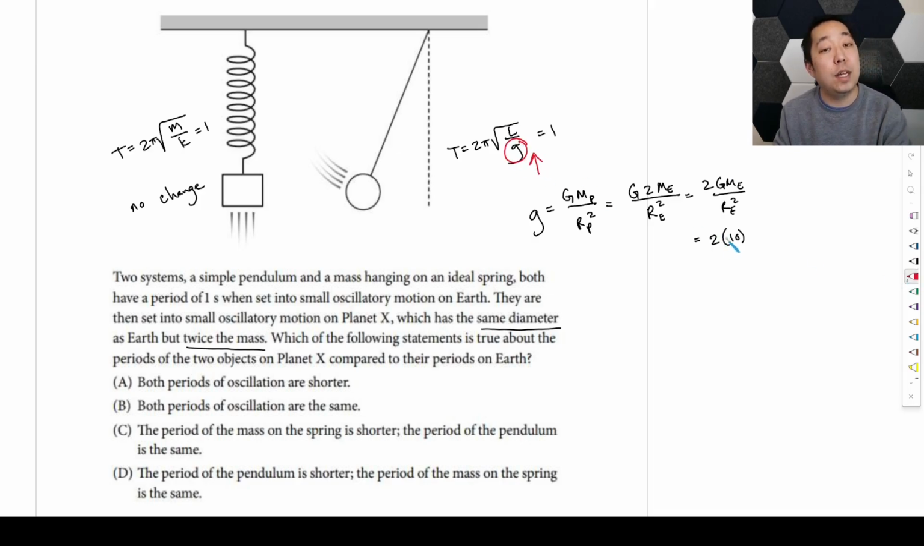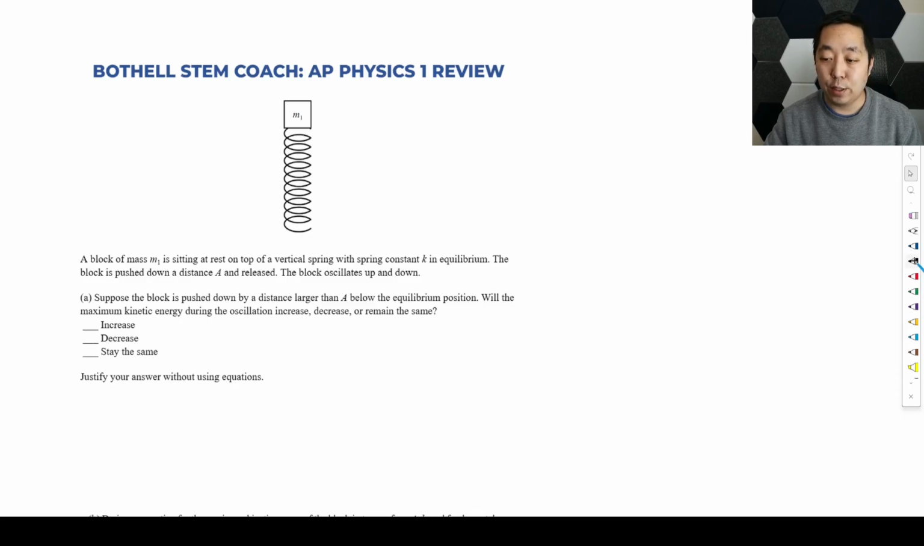So this guy goes up. It's in the denominator. When you have a bigger denominator, overall the number has to shrink. So the period is going to go down. So the period of the pendulum is shorter, it's going to decrease, right? And the period of the mass on the spring is the same, no change there. So let's take a look at an FRQ problem here.